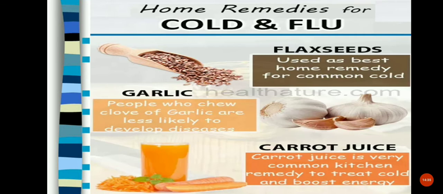So in our home particularly, there are some remedies for cases like cold and flu. We prepare the garlic, as people who chew a clove of garlic are less likely to develop the disease. The flax seeds are also used as a best home remedy for a common cold, and also the carrot juice. So this carrot juice is a very common kitchen remedy to treat cold and boost energy.